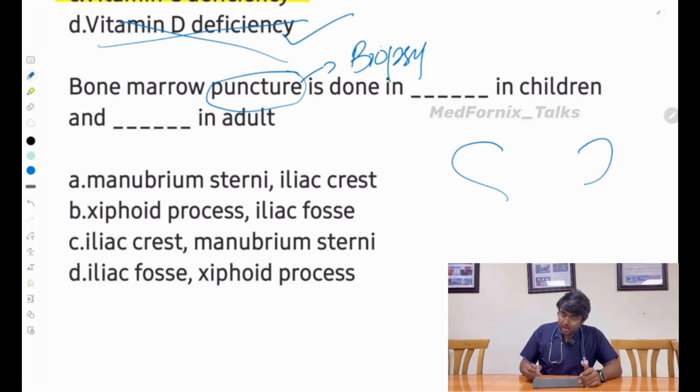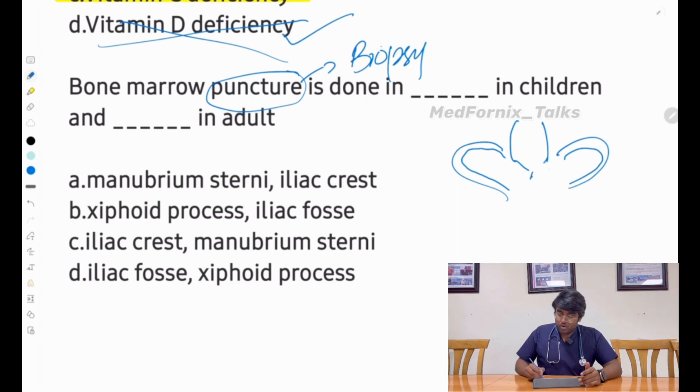You know that the hip joint has the ilium, ischium and pubis, right? Suppose this is a hip joint and this is a sacrum. This blue part is the ilium, and this ilium has the iliac crest. From here, I will take the biopsy from the children.